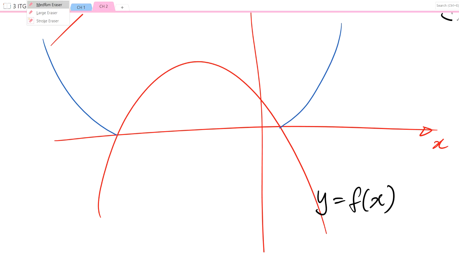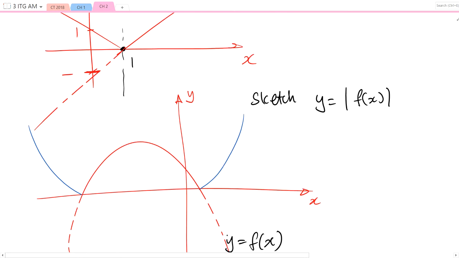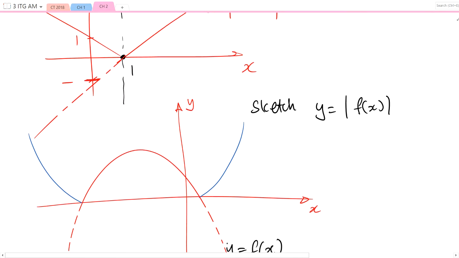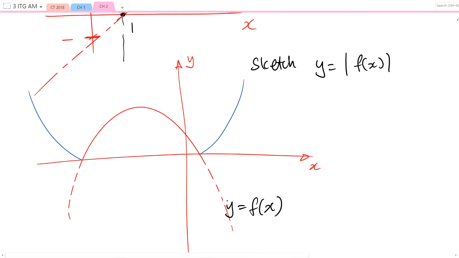And what do we do with the portion below the x-axis? Dot them. So now this is my graph. What are the key points in this graph that I need to show? You need to show me the turning point. You need to show me the intercepts. So there are 4 sets of coordinates you must show me.